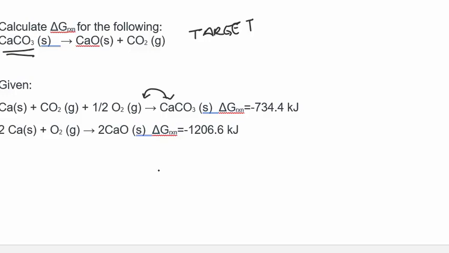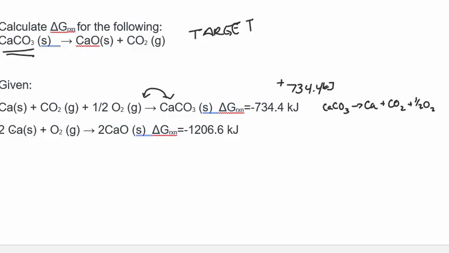And if I do that, I'm just going to write that over here. Calcium carbonate reacts to form calcium plus CO2 plus 1/2 O2. Then what I do is I change the sign of this delta G. So this delta G is now a positive 734.4 kilojoules. So now I have my calcium carbonate on the reactant side. Now I need to have a calcium oxide on the product side, but I only need one of those.